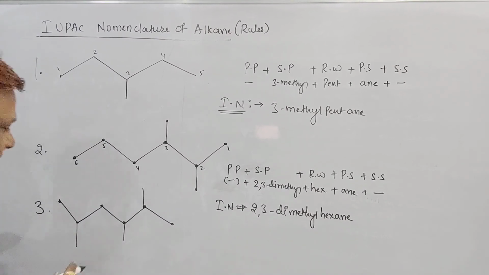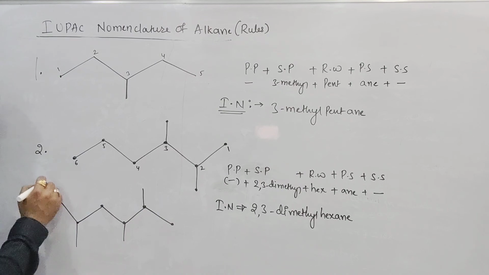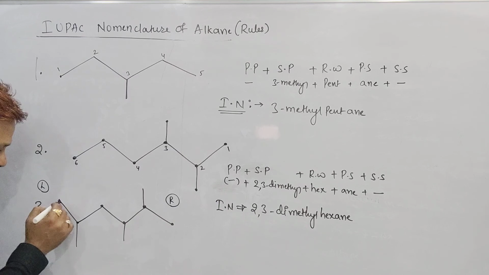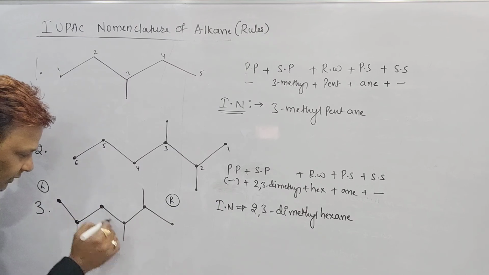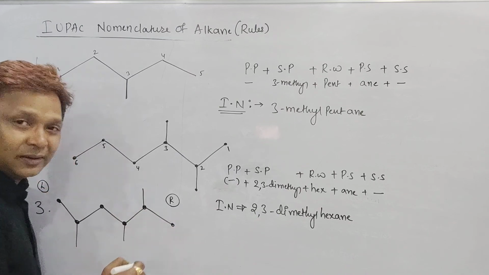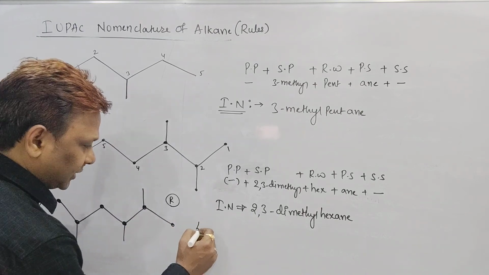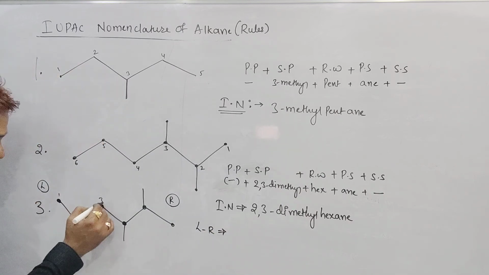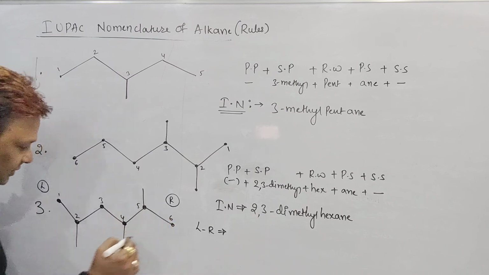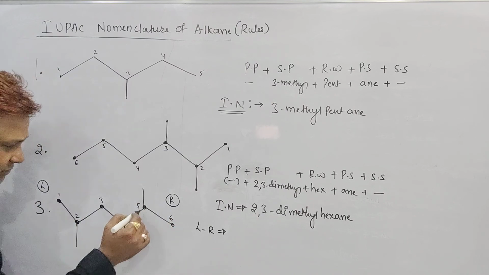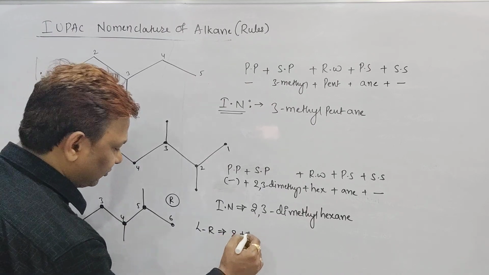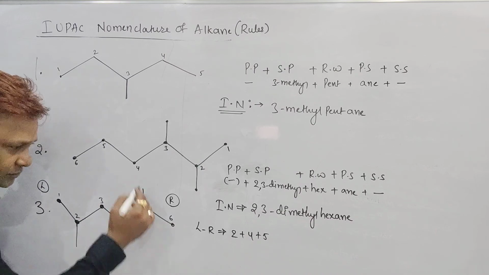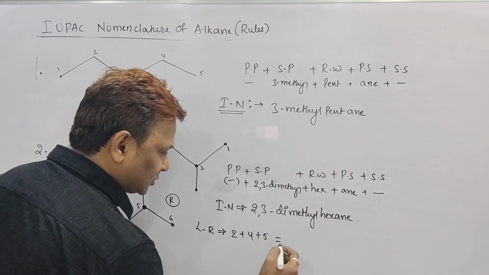See, beta, this is the left side, this is the right side. First, select the longest carbon chain in a straight chain. 1, 2, 3, 4, 5, 6 carbon. But numbering can be done in which way? Chalo, check it. I want to go with left to right. Left to right means 1, 2, 3, 4, 5, 6. Substituent on second, substituent on fourth, substituent on 5. So 2 plus 4 plus 5. See, beta. 5 plus 4, 9. 9 plus 2, 11.